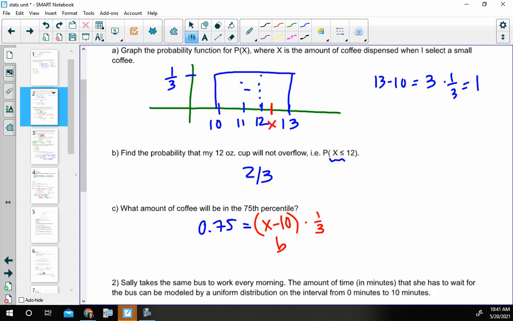For those of you that want the label, that was the height. I like to see the labels that I'm doing base times height. Make sure you label it so we know what you're actually talking about, like what information did you actually find? Okay, did I find a percent? Did I find an ounces of coffee?